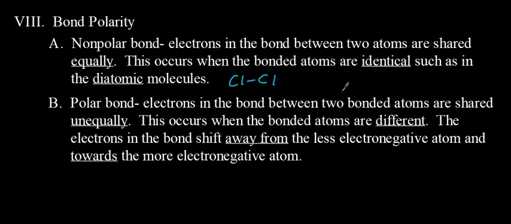All right, polar bonds. So the word polar means opposite ends. So a polar covalent bond occurs when two atoms have an unequal sharing of electrons. This occurs when the bonded atoms are different. This occurs when the bonded atoms have different electronegativities. The electrons in the bond will shift away from the less electronegative atom and towards the more electronegative atom. Let me show you an example.